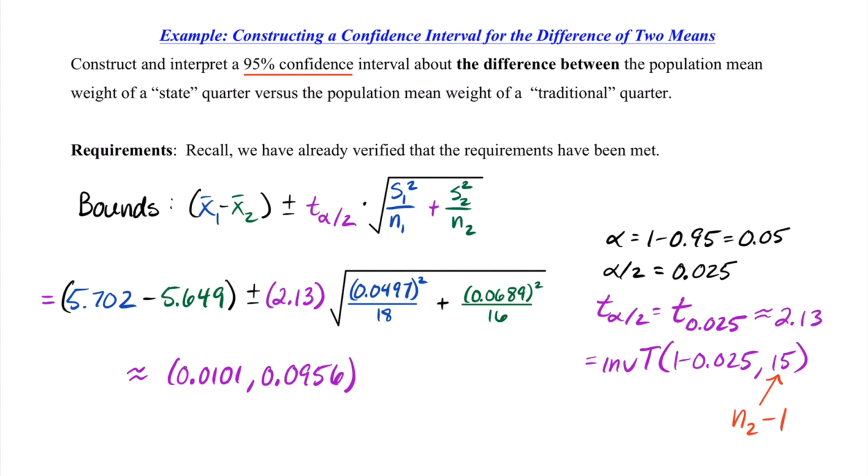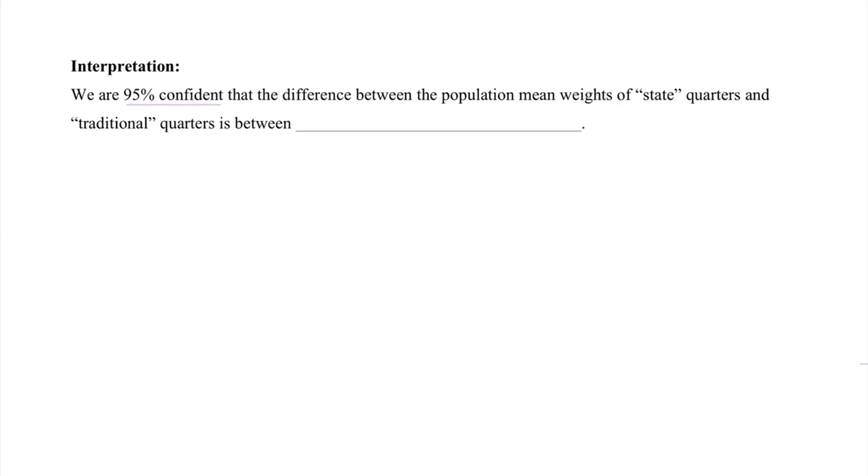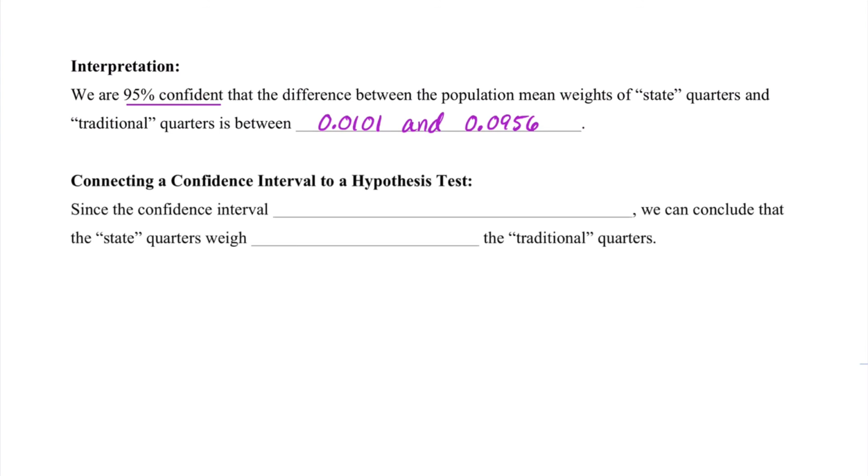If we're okay using those results from our calculator, then we have our confidence interval, and wrapping that up with our interpretation, we are 95% confident that the difference between population mean weights of state quarters and traditional quarters is between 0.0101 and 0.0956.